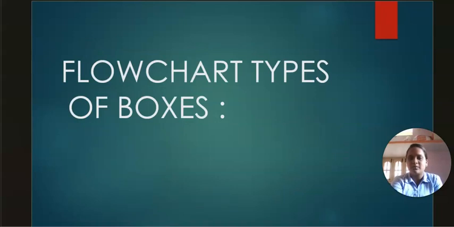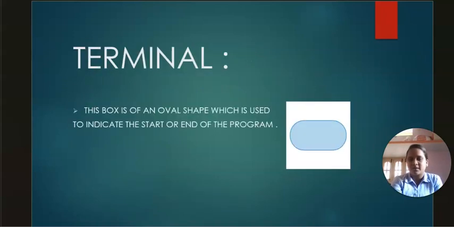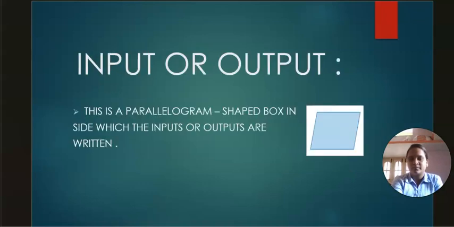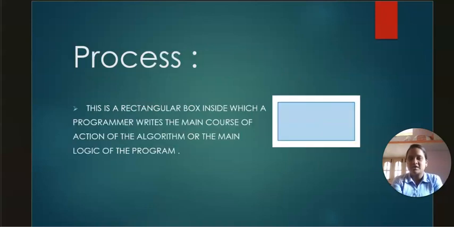Flowchart types of symbols of boxes. Terminal is oval in shape; when you use it, it indicates the start or end of the program. Input or output is a parallelogram-shaped box, inside which each input or output is written. Process is a rectangular box inside which a programmer writes the main program's code or action of the algorithm, or the main logic of the program.